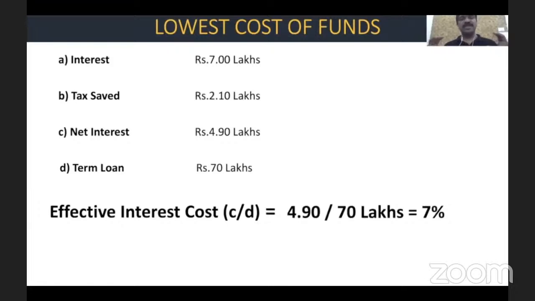So you have to see the net of it. Because if you don't pay interest, you would have paid more taxes. Because of interest only, you are saving the taxes. So net it: I pay 7 lakhs on one side, I save 2.1 lakhs on the other side. It means my net effective interest cost is only 4.9 lakhs, and I have taken a loan of 70 lakhs. So my effective interest cost is only 7%.